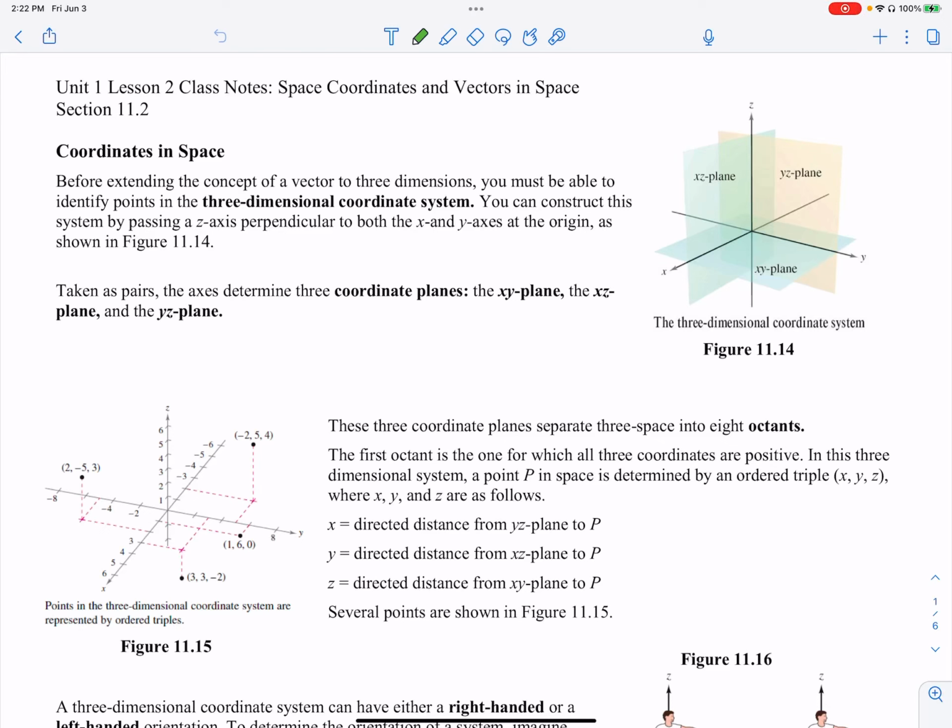In this video, we will begin our discussion of section 11.2. This is space coordinates of vectors in space. So what they mean by space is not outer space. They mean three-dimensional space, the space we live in.